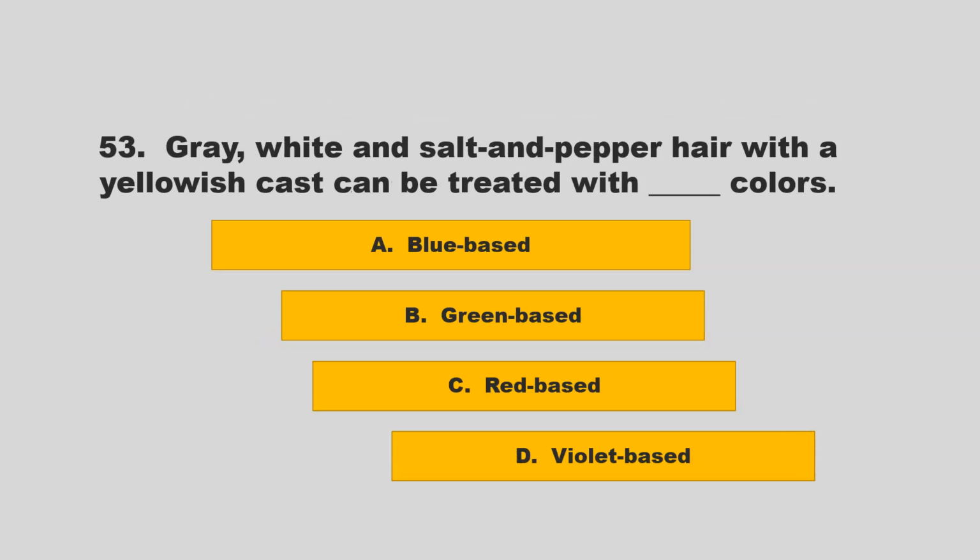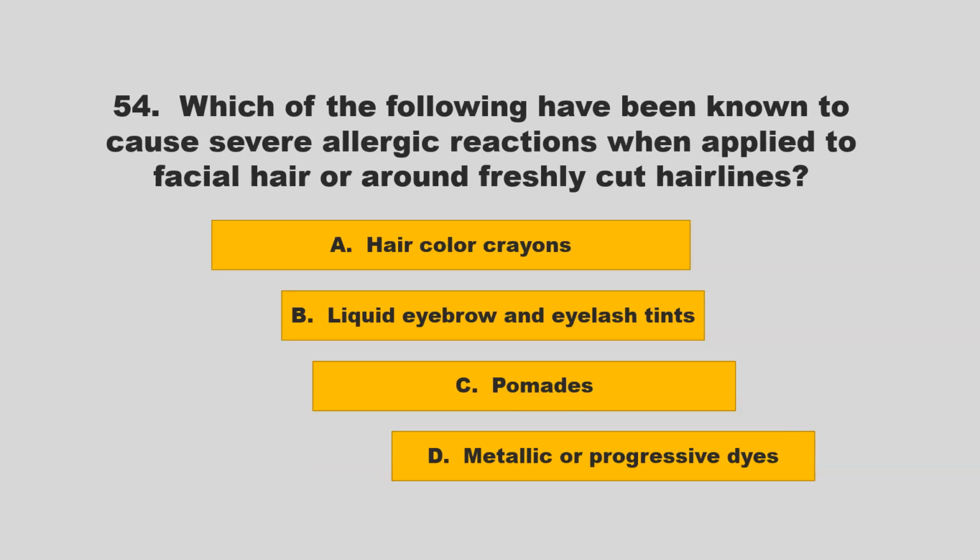Gray, white, and salt and pepper hair with a yellowish cast can be treated with blank colors. Is it blue-based, green-based, red-based, or violet-based? If you chose D, violet-based, you are correct.